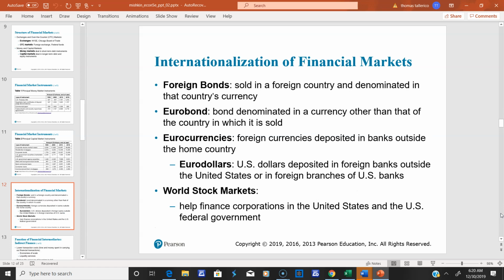And of course, now we've gone global, and there are foreign bonds. There are all types of different foreign bonds, depending on whether they're considered foreign, how they're denominated, in whose currency, and where they're sold. And there are all these terms. And then there are currencies, right? Eurodollars would be US dollars deposited in foreign banks outside the United States or in foreign branches of US banks. And of course, there are stock markets way beyond what we know in America, right? There are stock markets in Hong Kong and Japan and England.